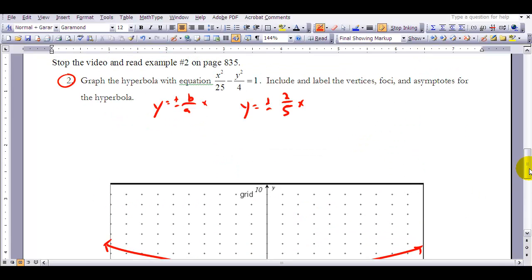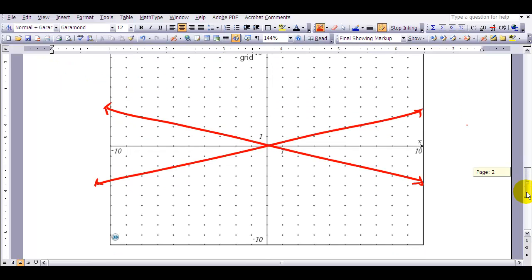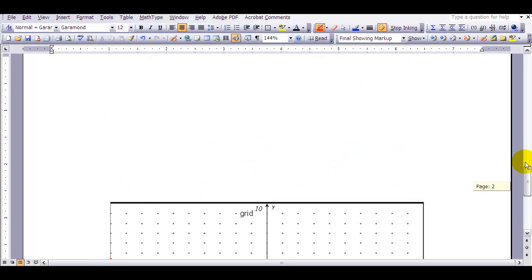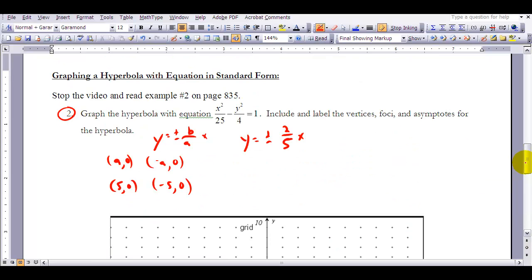The next thing I'm going to do is get my vertices. Well, my vertices, remember, are at a, 0 and negative a, 0. Therefore, my vertices are going to be at 5, 0, and negative 5, 0. So I'm going to plot those values on here. So that's where my hyperbola is going to intersect the x-axis. Okay. And then, we've taken care of the vertices, we've taken care of the asymptotes.